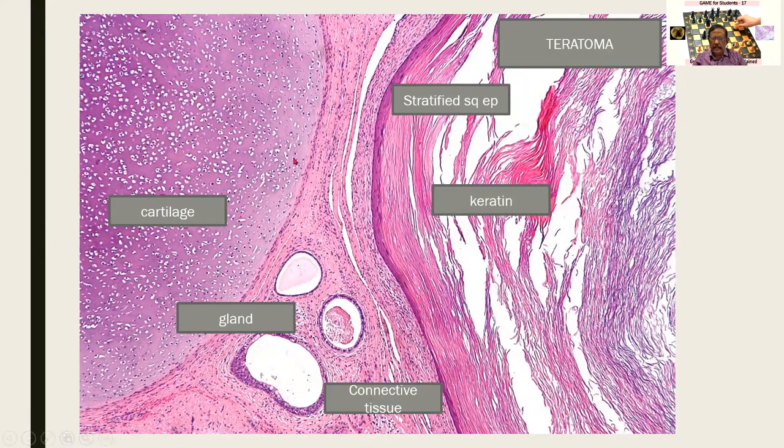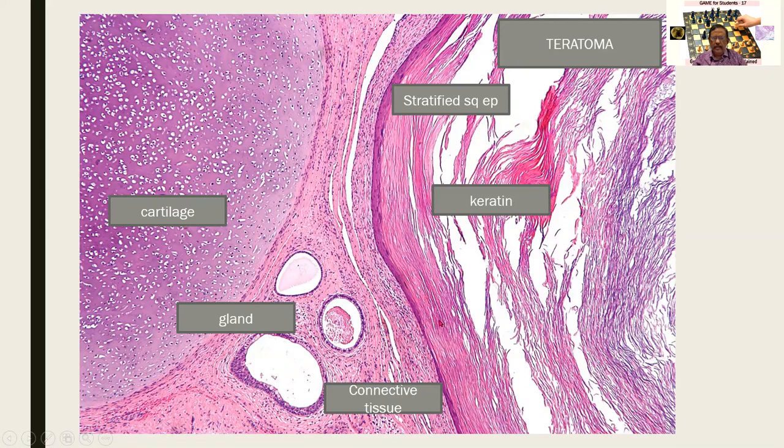This is yet another slide of a teratoma. In this, I am finding a large island of cartilage composed of mature chondrocytes surrounded by chondroid matrix. And there is also a stratified squamous epithelium that is lined by keratin. Laminated keratin, that is layers of keratin, can be seen in this. There are a few glands that are seen beneath the squamous epithelium. And obviously, there are multiple bundles of connective tissue which are supporting all of these. So I'm finding a gland here, another gland, a cartilage, keratinized squamous epithelium, etc.